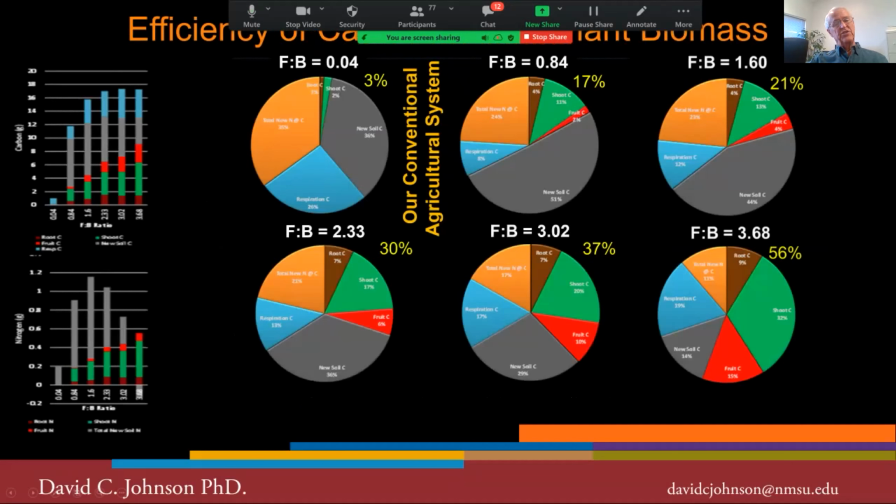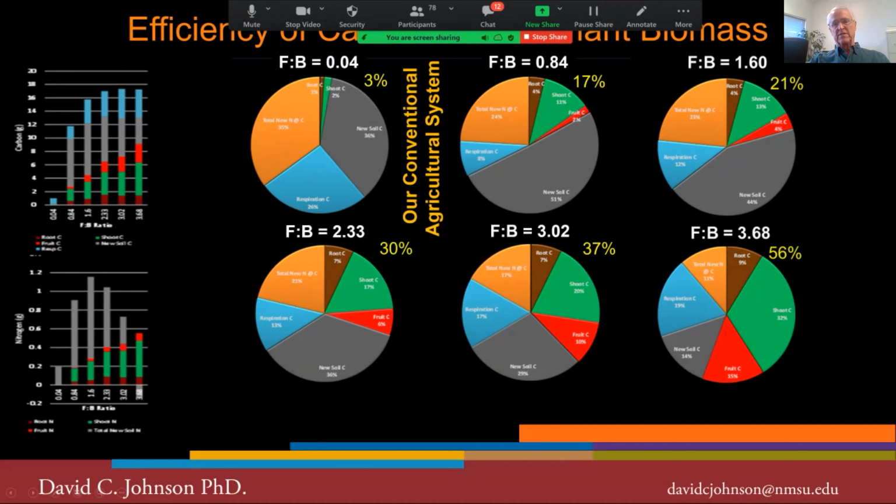When you look at it in a pie chart, you can see in a bacterial dominant system, only 3% of the carbon that flowed into that system went into the plant. The other 97% went into the soil to make new microbes or respiration or fixed nitrogen. So it must be very important for a plant to devote 97% of its energy to put it into the soil instead of into its survival.